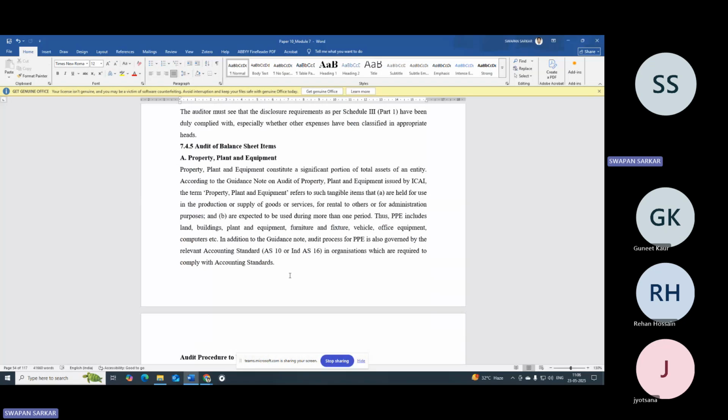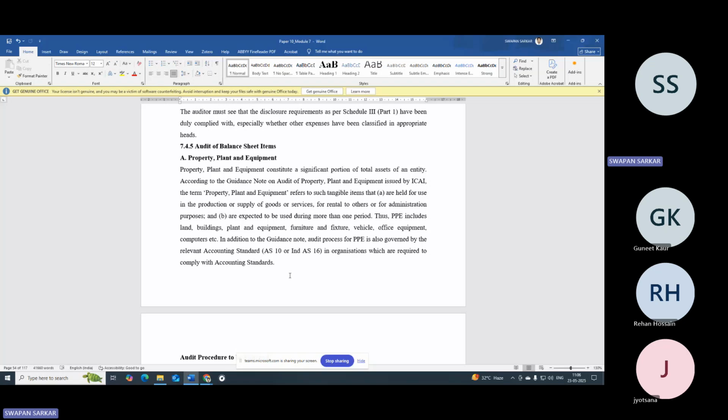The first item is property, plant, and equipment. Property, plant, and equipment constitute a significant portion of the total assets of an entity. According to the guidance note on audit of property, plant, and equipment issued by ICAI, the term property, plant, and equipment refers to such tangible assets that are held for use in the production or supply of goods or services, for rental to others, or for administrative purposes, and secondly are expected to be used during more than one accounting period.